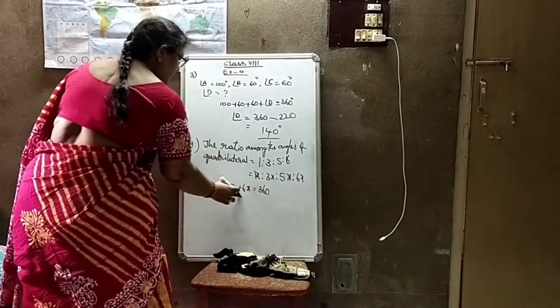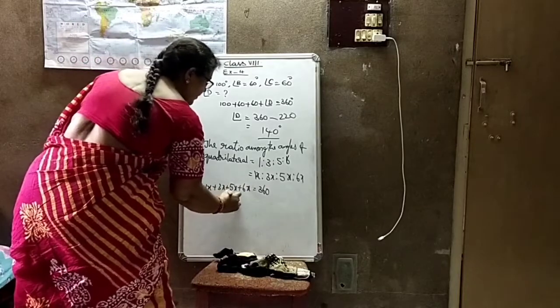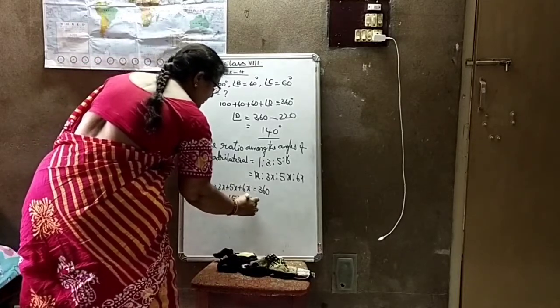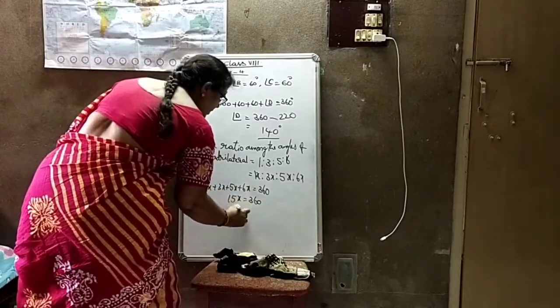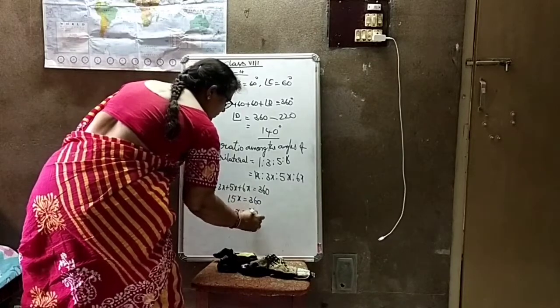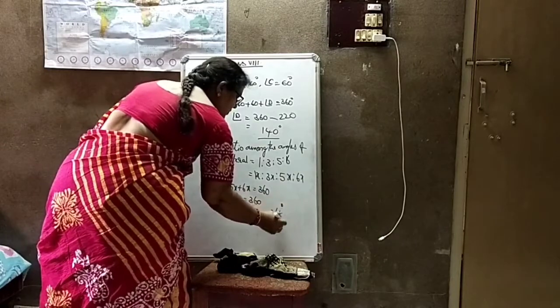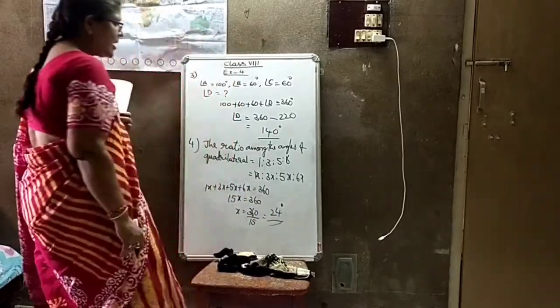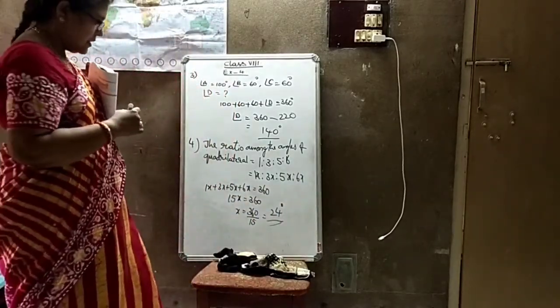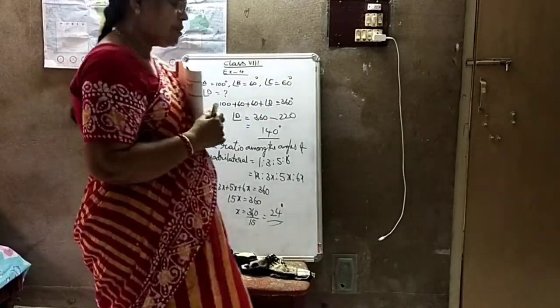Right. 4, 9 plus 6, 15x is equal to 360. So x is equal to 360 by 15, 24 degrees. Therefore, the smallest angle is 24 degrees. Do these two sums more quickly.